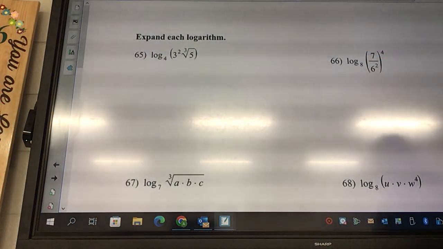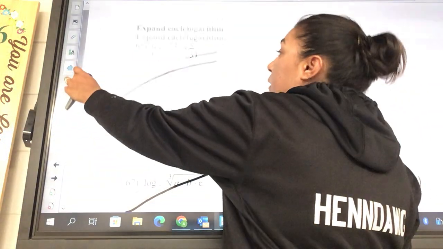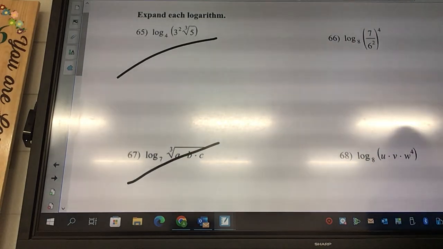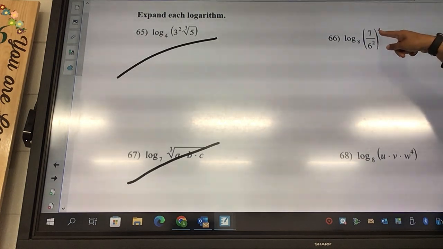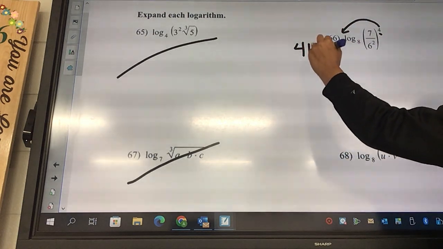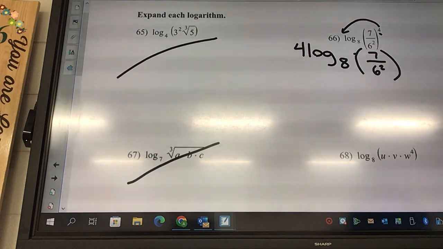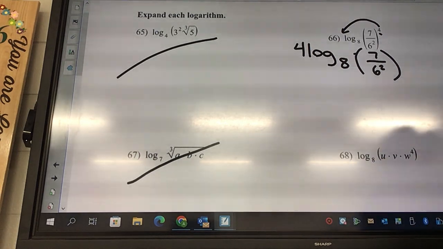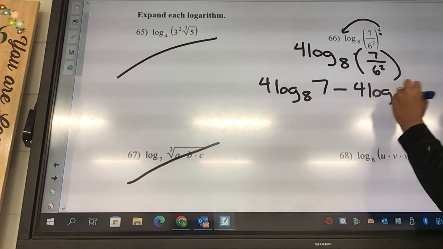Okay, expanding logs. Oh, I don't want to do either of those. Cross off 65 and 67. Okay, and I'll do 66. So you guys can at least see one. Okay, so there's a difference between 68 and 66, okay? So 68 has a power on the outside. If there's a power on the outside, that needs to move first. If there's none, then we can just go straight into that second step. Okay, so this one, our very first step is gonna be to move that. Okay, so it's gonna look like 4 log 8 of 7 over 6/2. Okay, what does division go with? Subtraction. So this is gonna look like 4 log 8 of 7 minus 4 log 8 of 6/2.